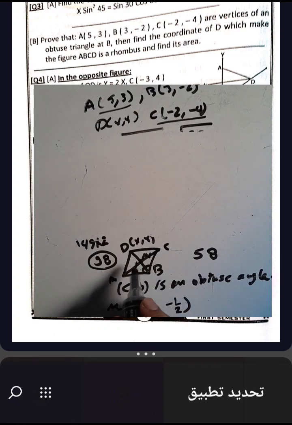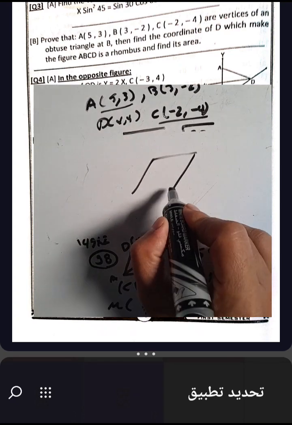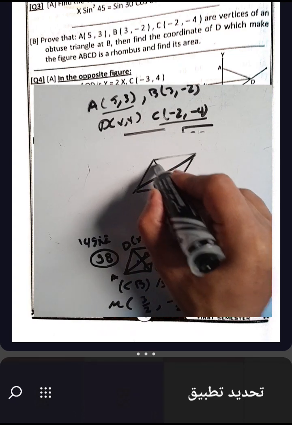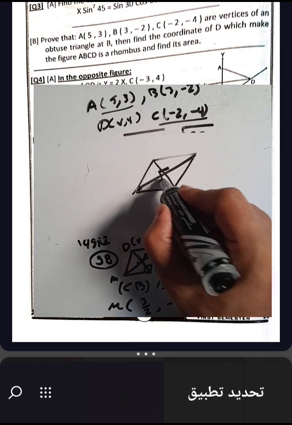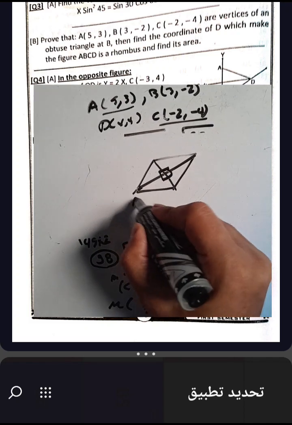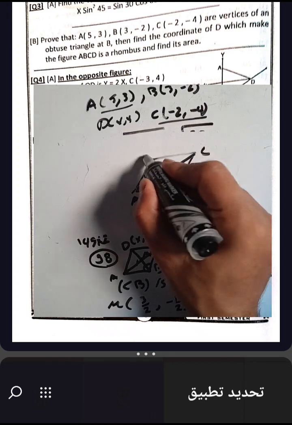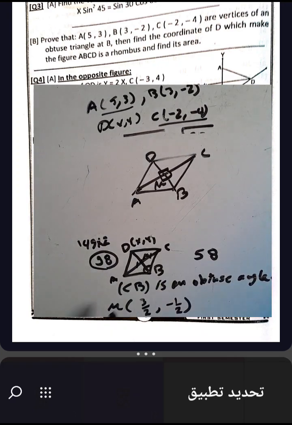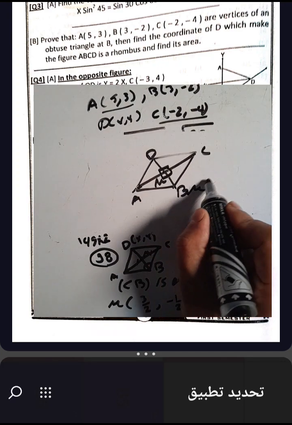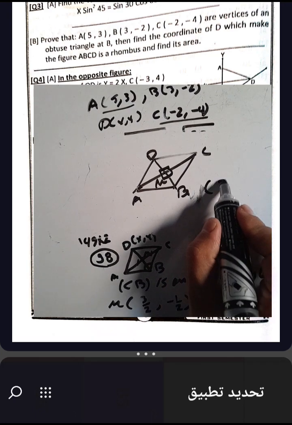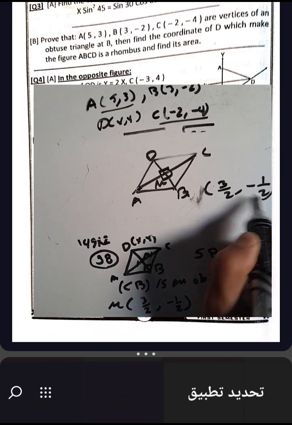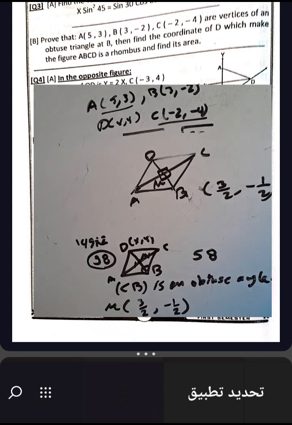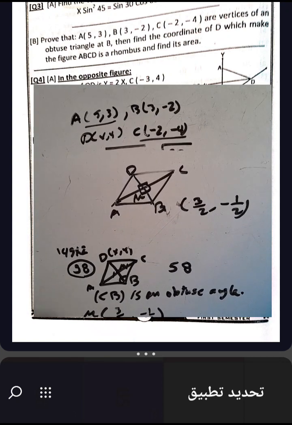Understood? This point here about the rhombus. There are here two diagonals perpendicular at the point M, and we have here A, C, and D, and B, and this point was M. The coordinates of M will be what? 3 over 2 and -1 over 2. We get here the coordinates of the point M. Now we want to find the coordinates of D.